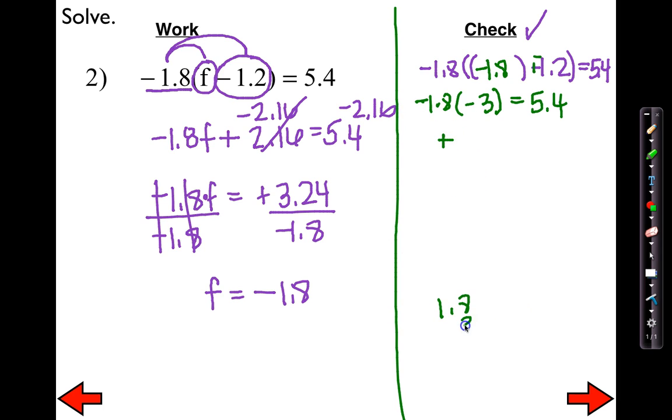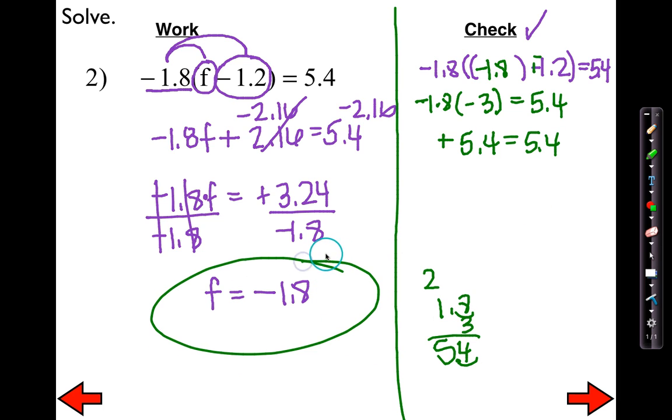I'm just going to multiply 1.8 times 3. It's 24, carry the 2, that's 3 plus 2 is 5. Move the decimal 1 spot. I do end up with 5 4/10 equals 5 4/10. So I can confidently say the solution to my equation is f equals negative 1 8/10.